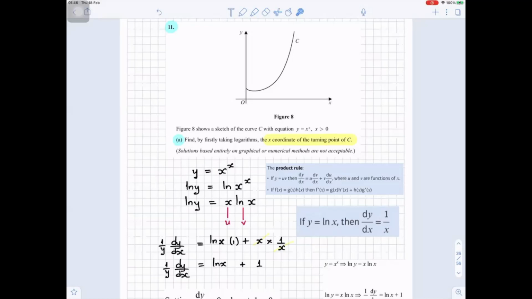But this is ln y. So you get 1 over y, and then you times by dy over dx. Now you have 1 over y dy over dx equals ln x. The x will cancel, plus 1. So ln x plus 1.